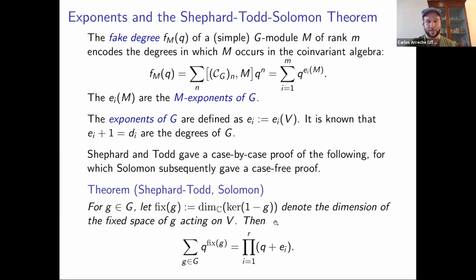So there's this beautiful formula that relates summing over the dimension of the fixed space for elements of the group. This polynomial happens to factor into linear factors involving these exponents of the group. This is the theorem that we generalized in the context of normal reflection subgroups, which I haven't defined yet. But let me briefly, in a small example, try to illustrate what the theorem says.